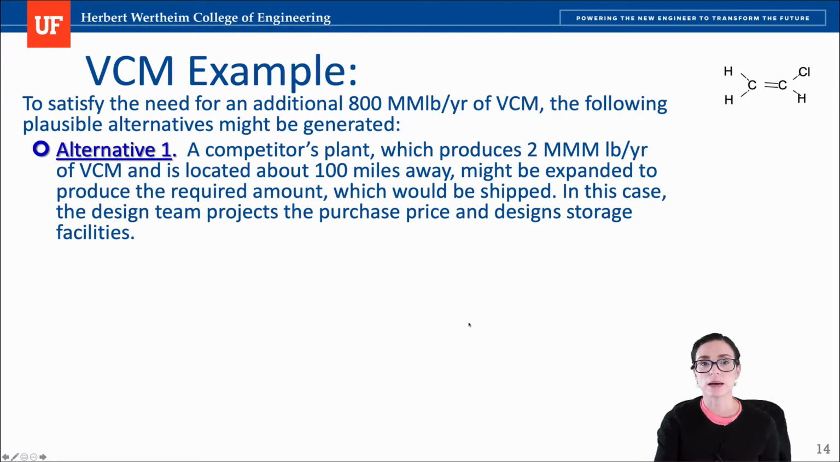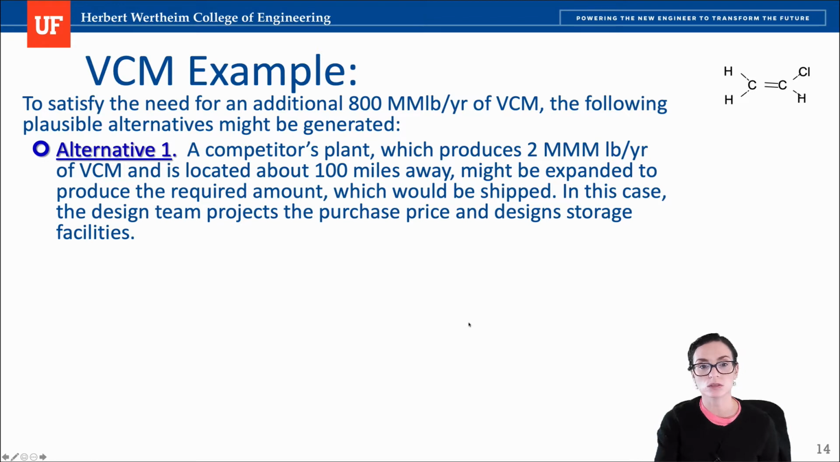So this is just an example with the vinyl chloride example. As you can see, we're going to use vinyl chloride as the semester-long example. So here you need to satisfy the capacity, which is 800 million pounds per year of vinyl chloride monomer. The following possible alternatives are gathered from the scope of work.